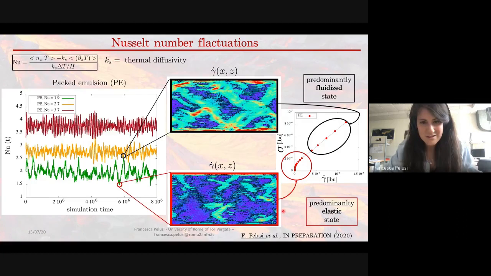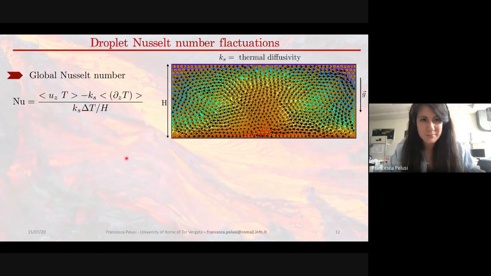and predominantly elastic. In the other case, when we have a maximum of the heat transfer, the majority of the domain is above the critical threshold. So it is a fluid, and it is easier to transfer heat through the medium. So from this plot, we can see that during this evolution in time, the system transits in a continuous way from an elastic state to a fluid state.